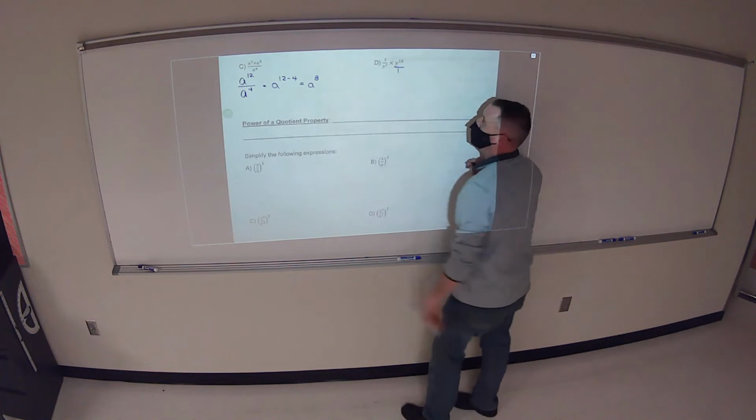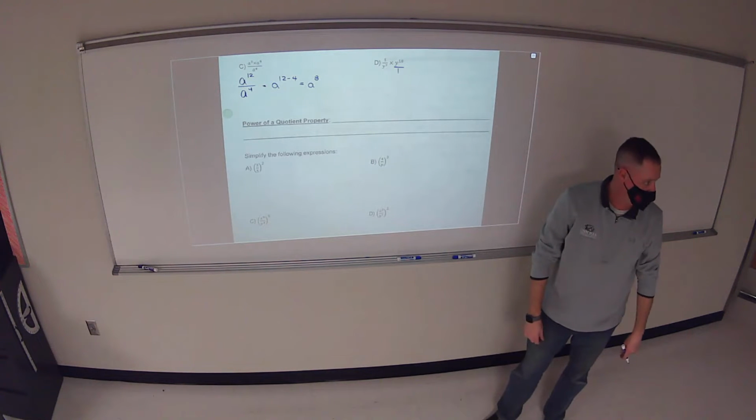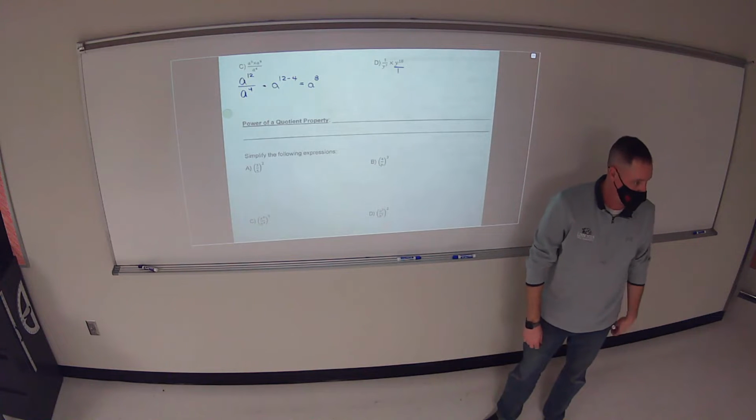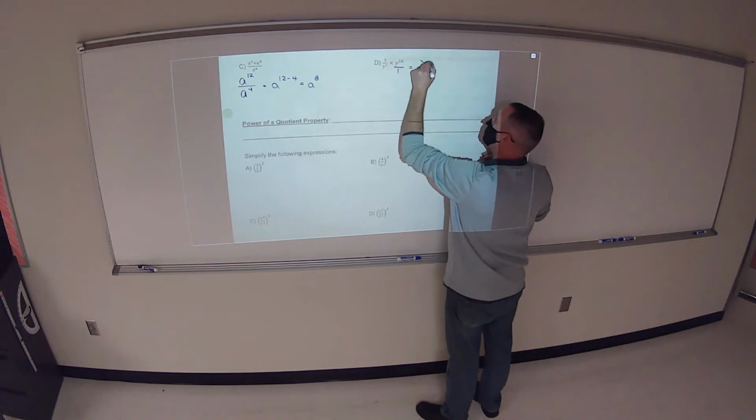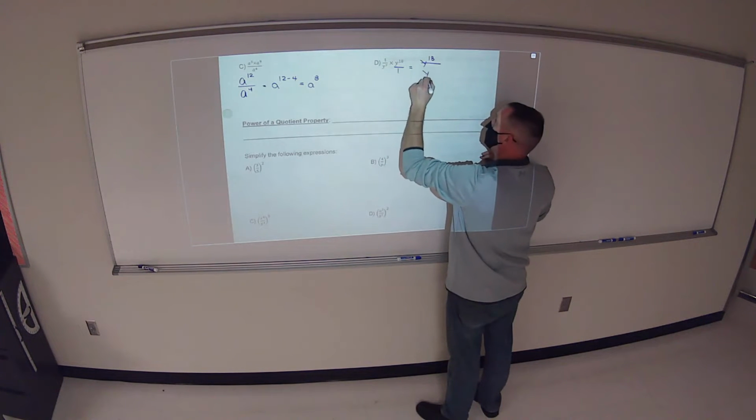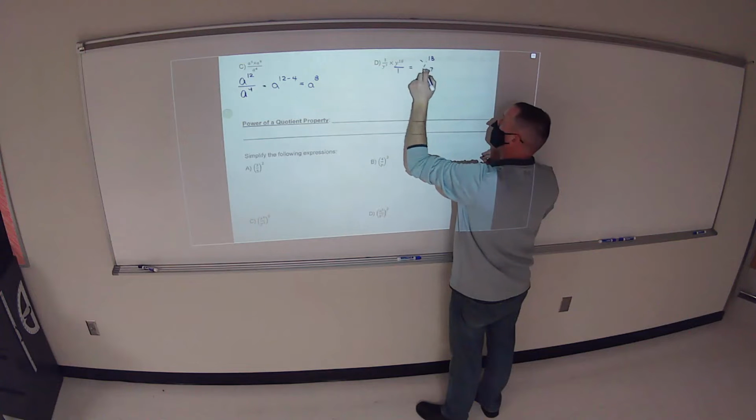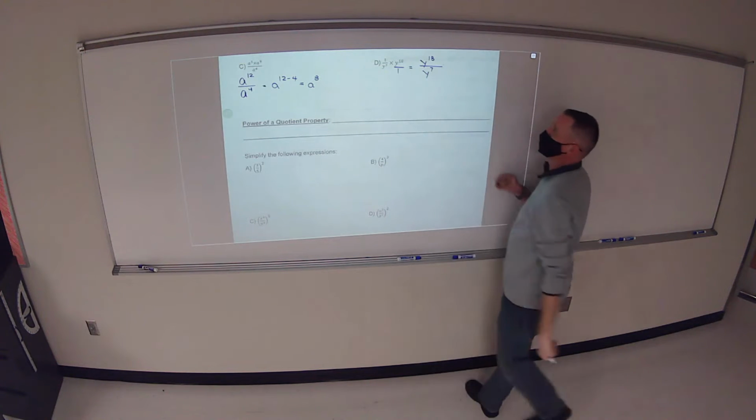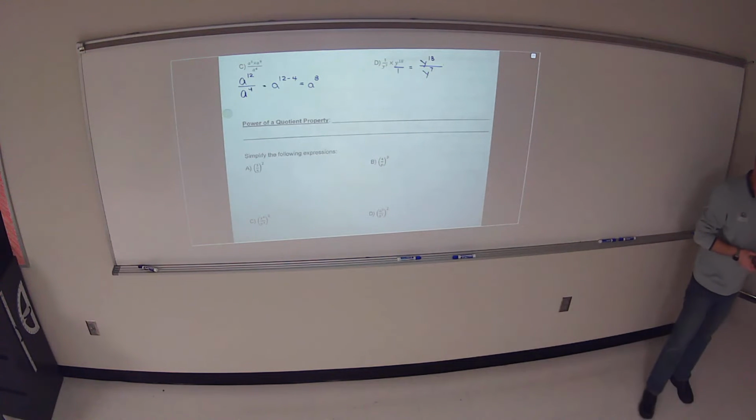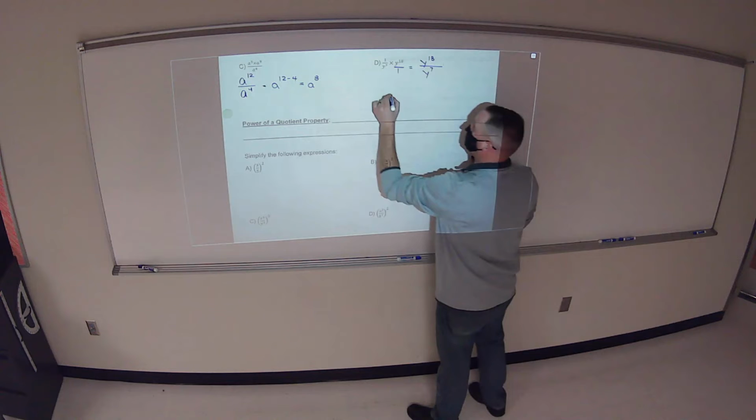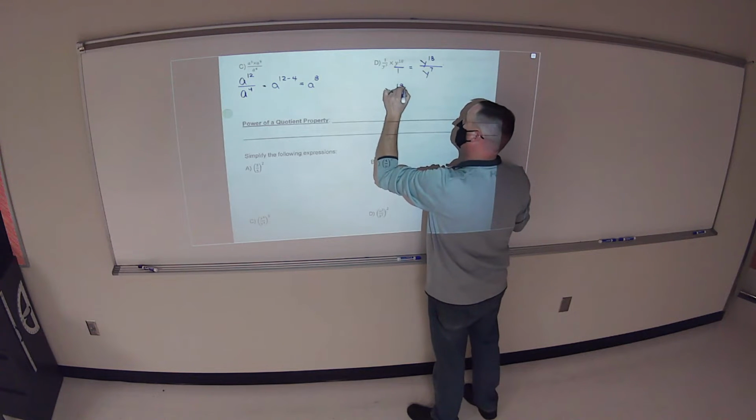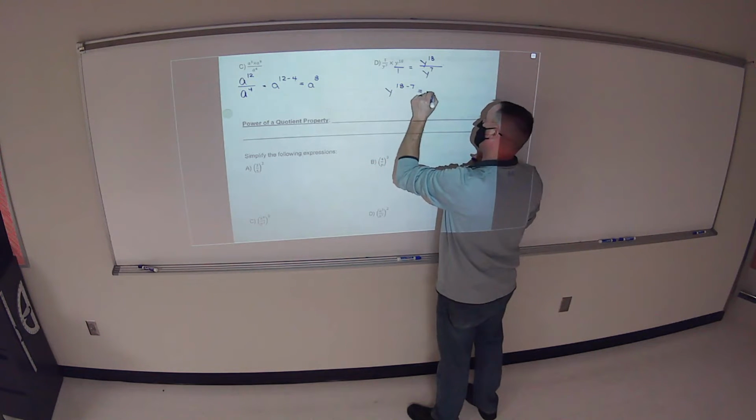Now, what's the rule for multiplying a fraction by a fraction? Straight across. 1 times y to the 18th is y to the 18th. y to the 7th times 1 is y to the 7th. So this becomes y to the 18th over y to the 7th. Now you use your quotient property. You take your top exponent and you subtract your bottom. That's going to leave you with y to the 11th.